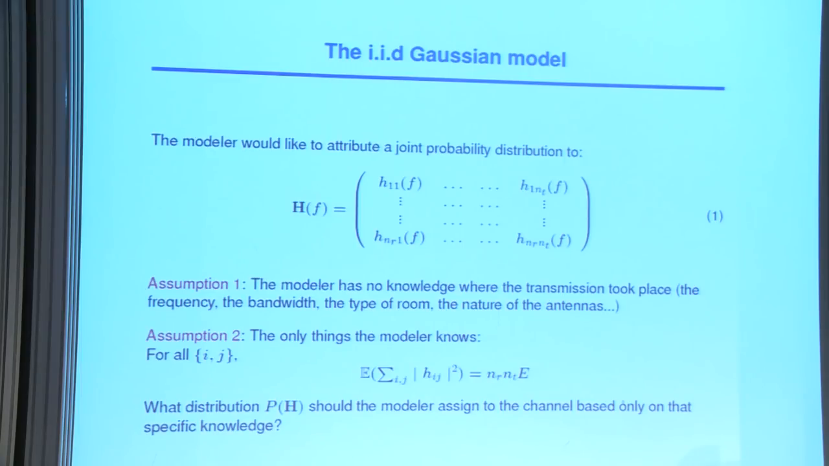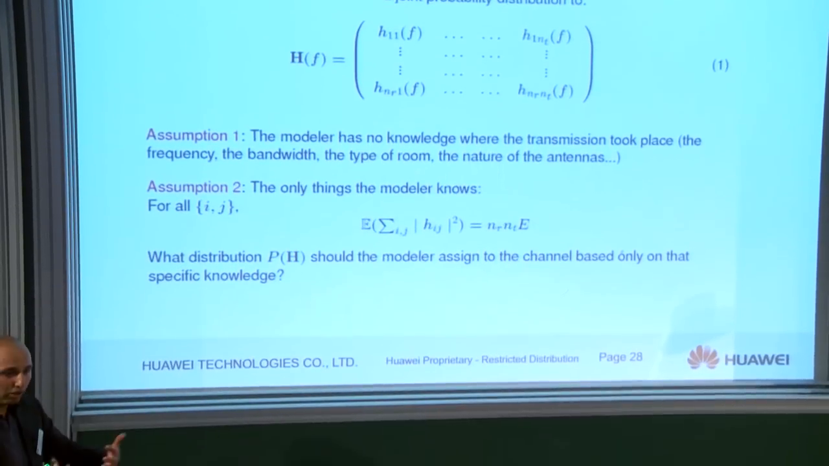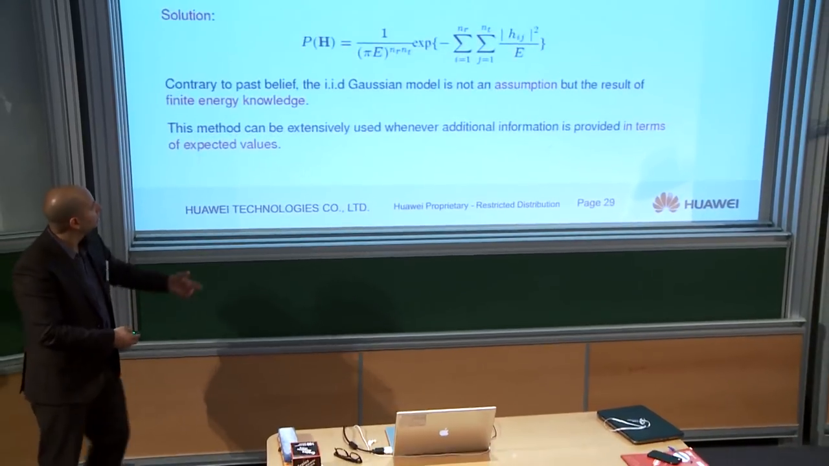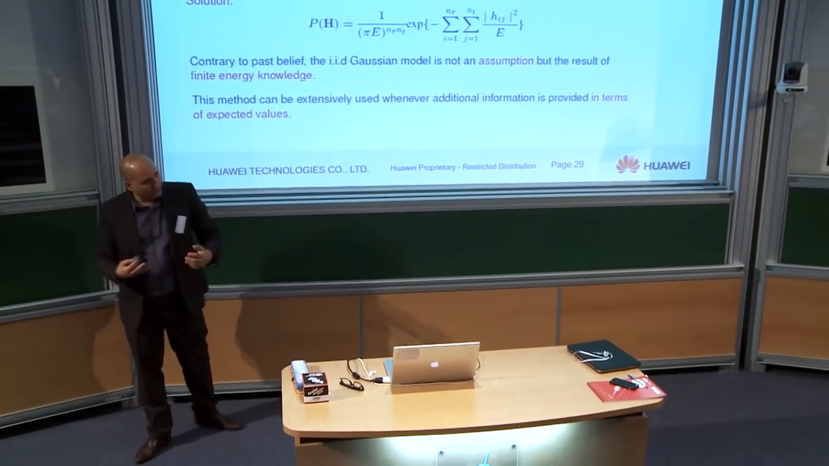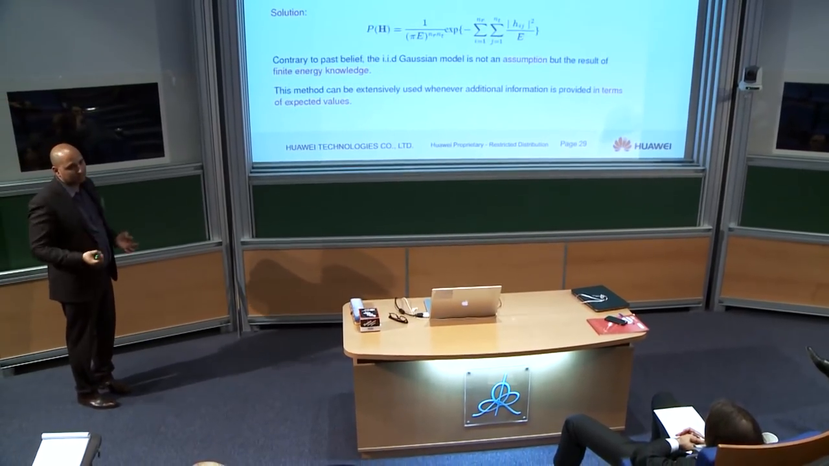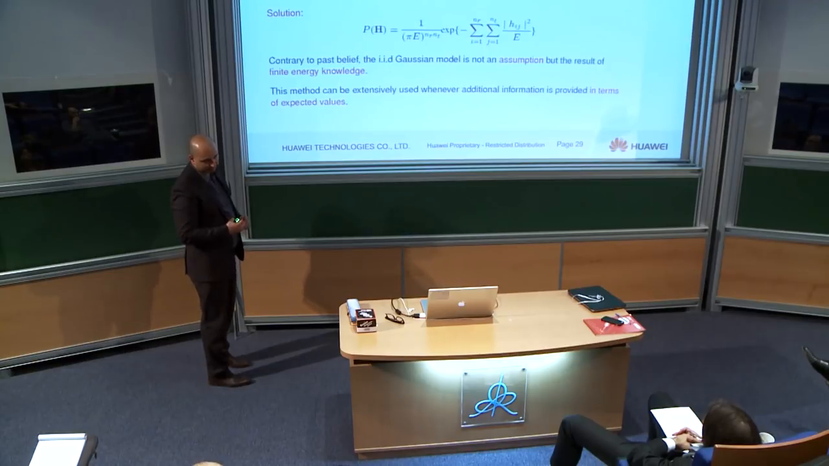So what I'm saying is that if you want to derive some kind of rate in a given environment for which you know nothing, except the fact that there's finite energy, then the model which makes the least assumption from a maximum entropy principle is the IID Gaussian model. And this is one of the reasons there is a centrality of this IID Gaussian model in all the papers that you see in our community.